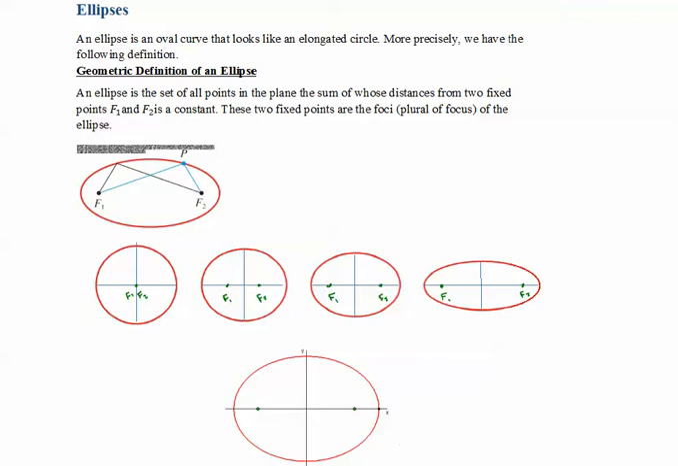Hello and welcome to this introductory video about ellipses. An ellipse is an oval curve that looks like an elongated circle. More precisely, we have the following definition.